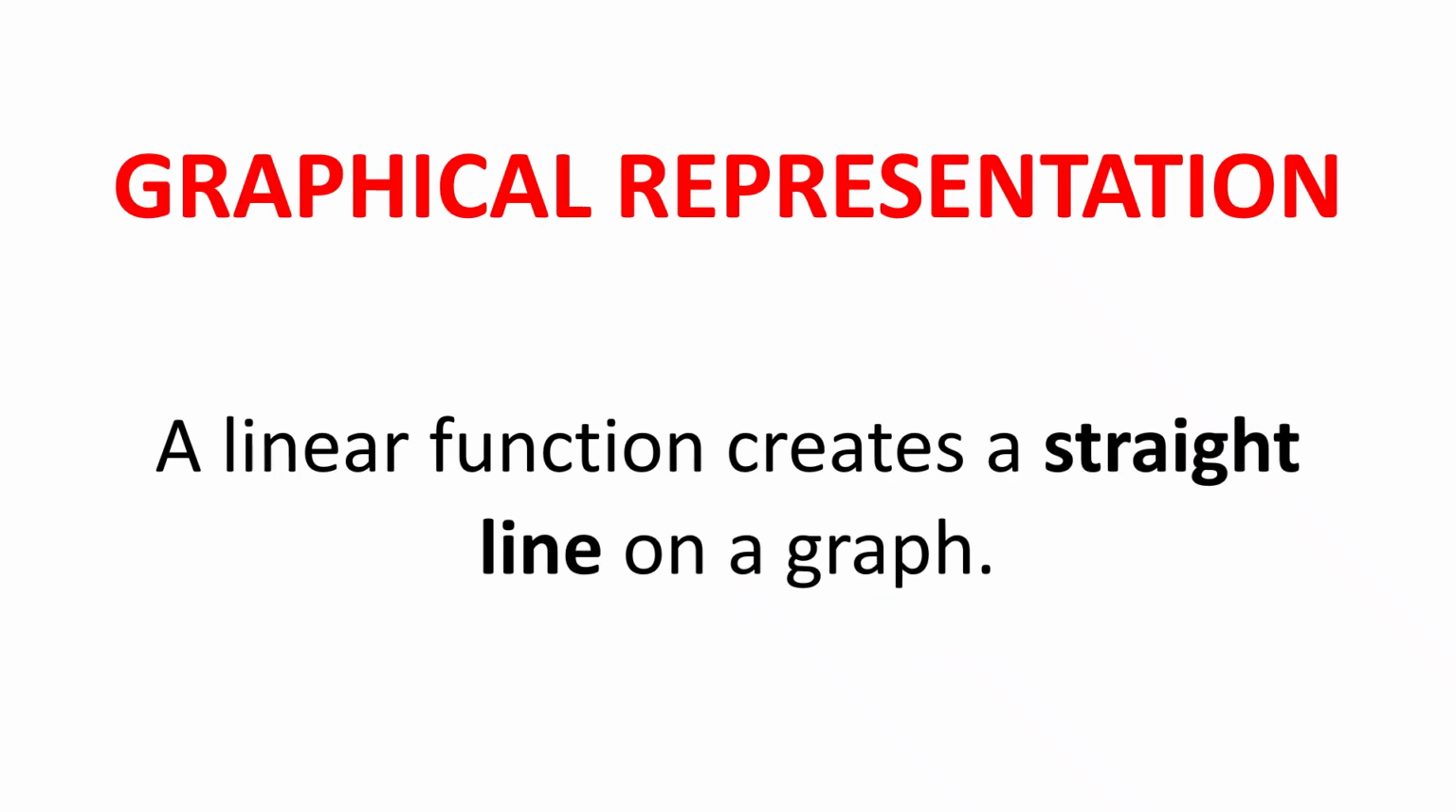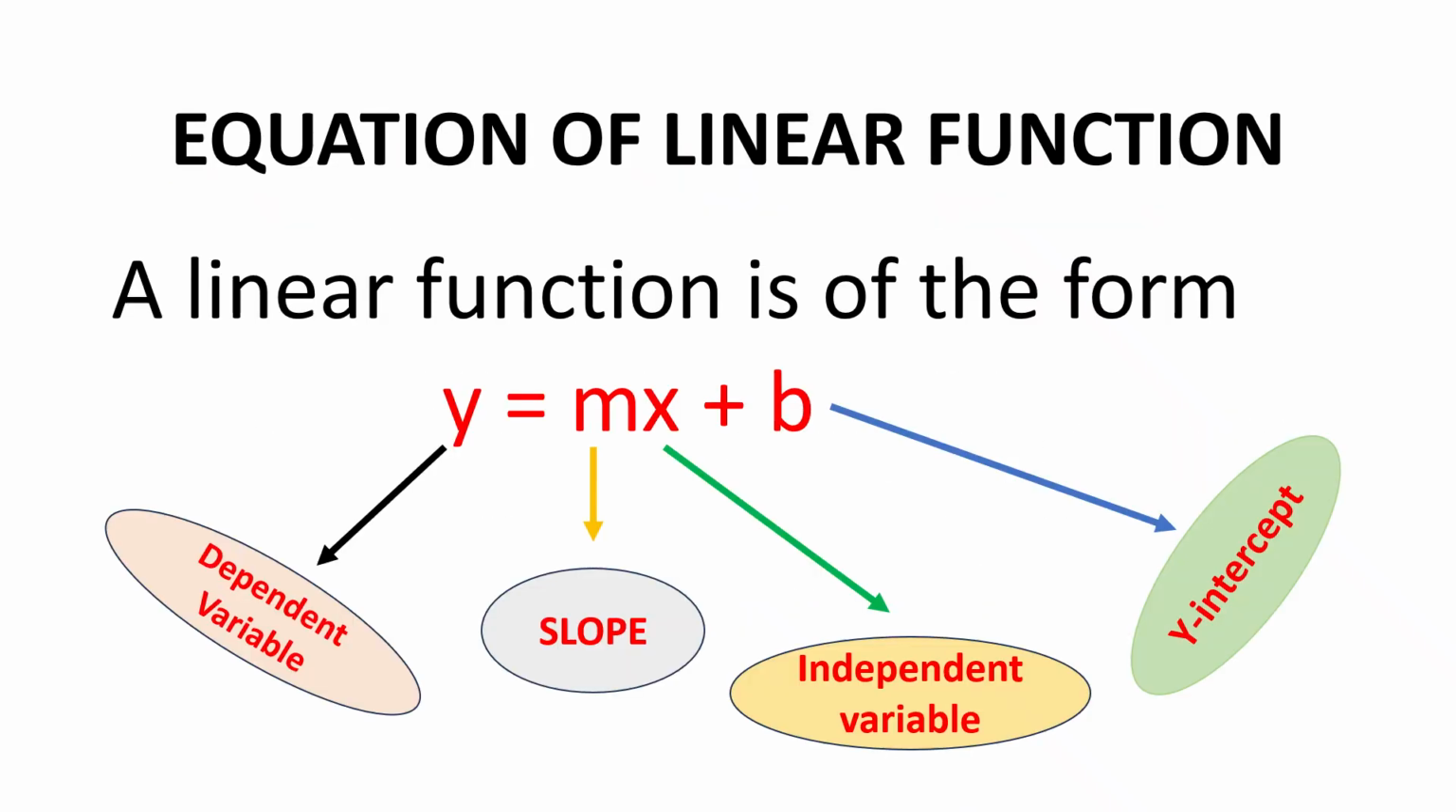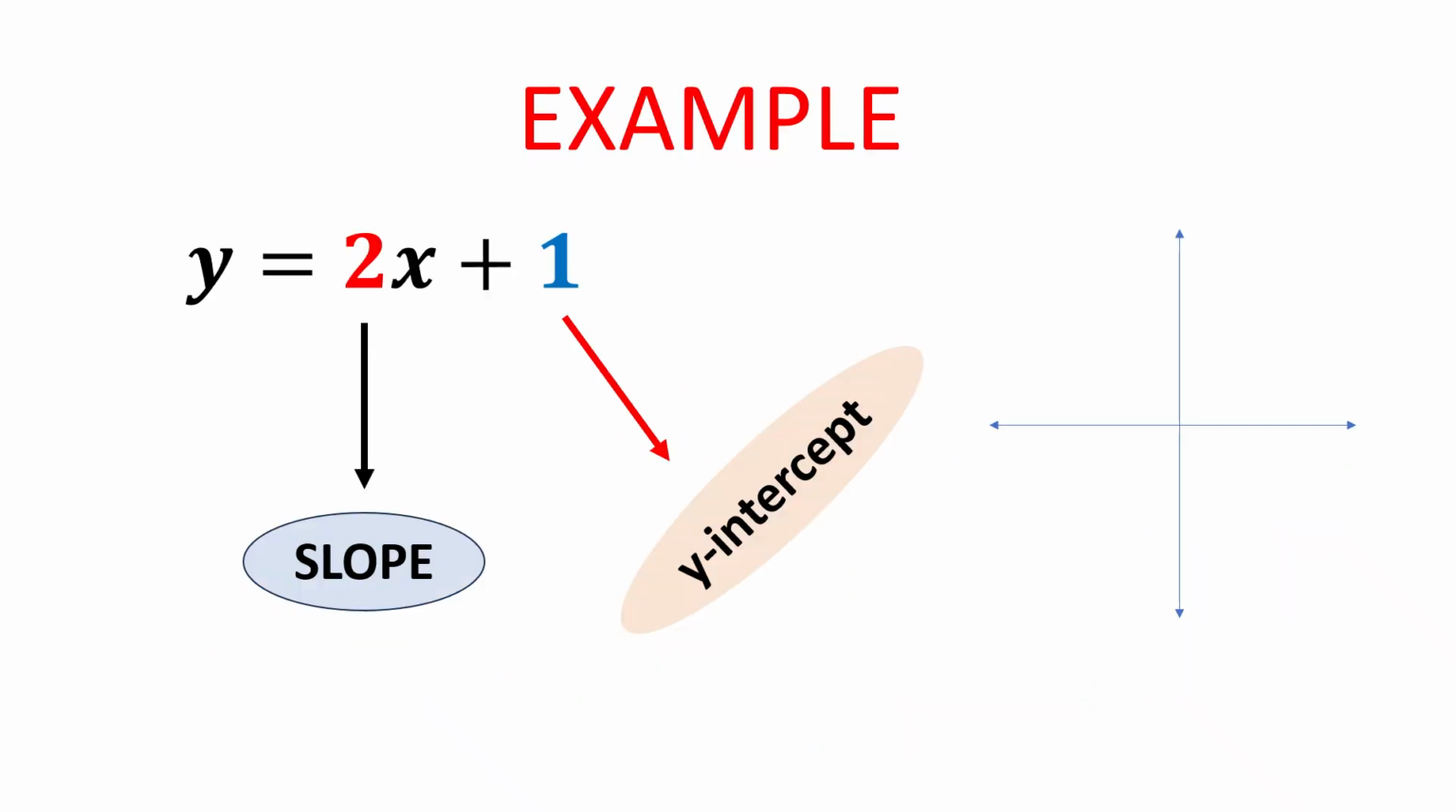A linear function always makes a straight line. A linear function has the form y equals mx plus b and changes at a constant rate. This m is the slope and shows how slanted the line is, and this b is the y-intercept. It shows where the line cuts the y-axis. In this example, 2 is the slope and 1 is the y-intercept, which means the line cuts the y-axis at 1.